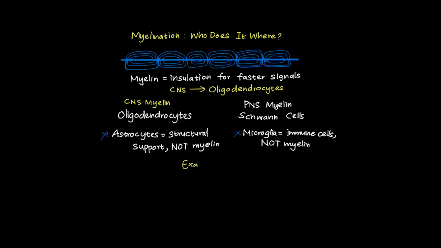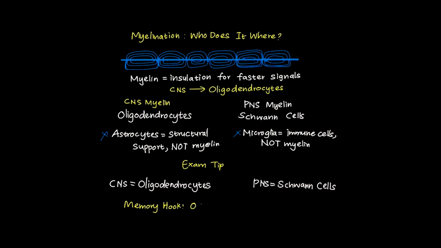Here's a WGU D312 OA exam tip for you. CNS myelin equals oligodendrocytes. PNS myelin equals Schwann cells. If a question specifies the central nervous system, don't pick Schwann cells. Quick hook: Oligo equals CNS, Schwann equals PNS. Or think O for oligo and O for only in the CNS.